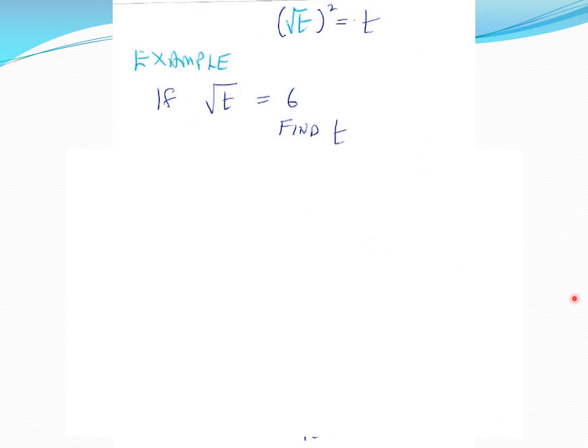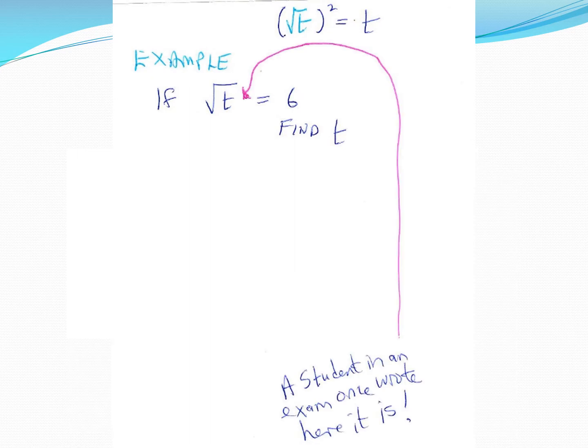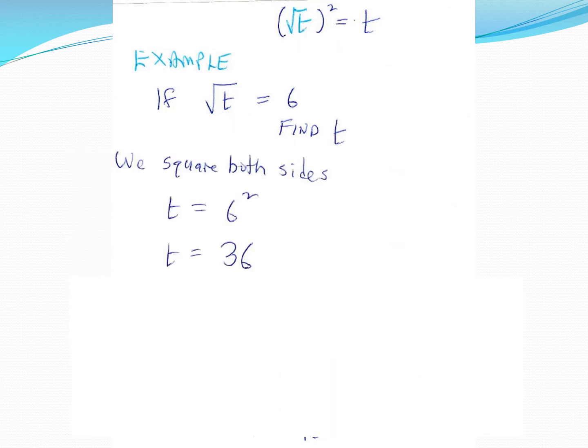So here's a wee example for us. Again, just remember this here. Again, we won't write this out every time. If you square a square root, you get t. So for example, if the square root of t equals 6, find t. Now, a wise student in an exam once did something like this. They wrote out, here it is, and they brought an arrow up and they showed us where t was. And they got full marks for the question.